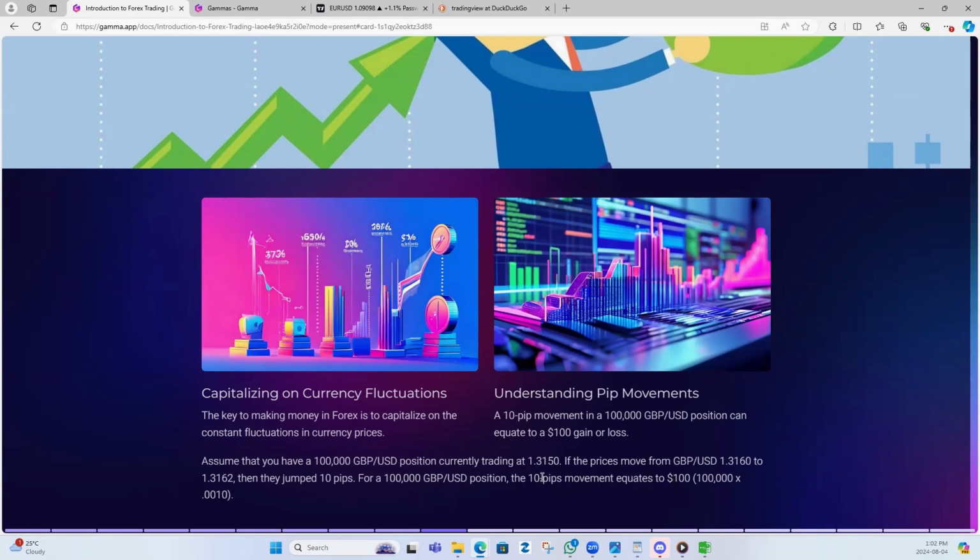If it is a 20 pip movement, it will be $200. If it is a 30 pip movement, you'll be making $300. And the inverse is true if the price goes down or the price goes against you. Okay, so this is the beauty of forex trading, because you have been provided a lot of leverage from your broker, and you can basically control a large sum of money with the small account that you have.